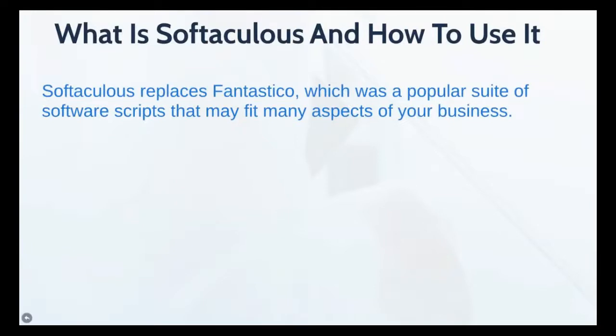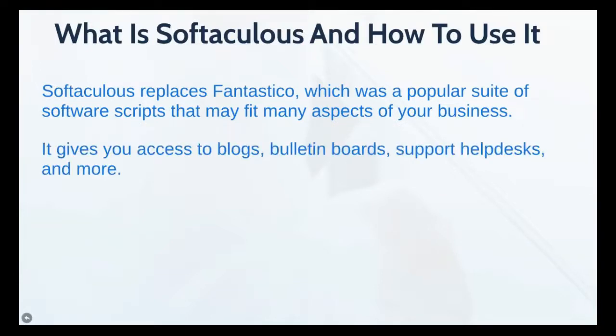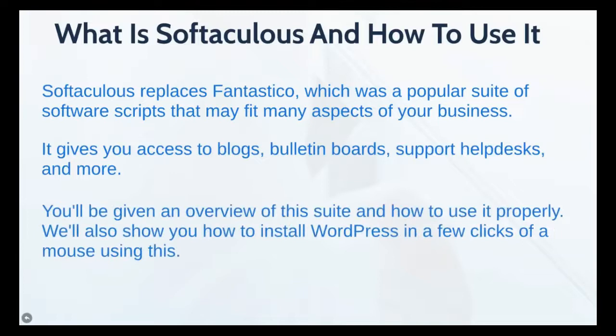Softaculous replaced Fantastico, which is basically a popular suite of software scripts that you can build into your website. Things like WordPress, Joomla. If you want a forum, you can build forums. There are many different free scripts that you have access to that you do not have to spend extra money for. They're all built in. So in other words, it gives you access to things like WordPress, blogs, bulletin boards, even support help desks, and more.